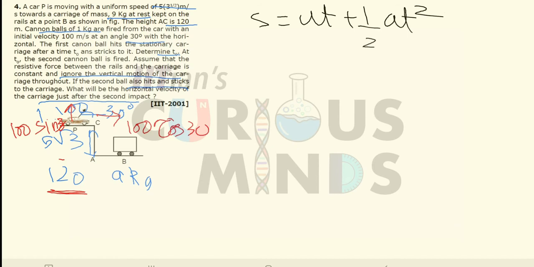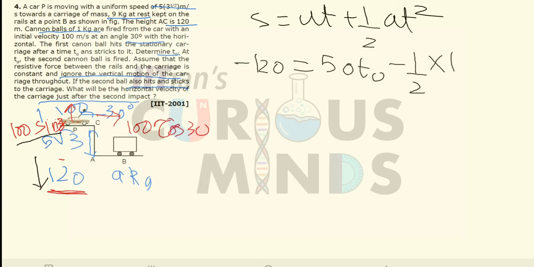Now take care of the signs over here. The displacement is in the downward direction, so it will be negative 120. The initial velocity is in the upward direction, which is 100 sin 30, positive, equal to 50, into T naught. The acceleration due to gravity is in the downward direction, so it will be ½ into 10 into T naught the whole squared.